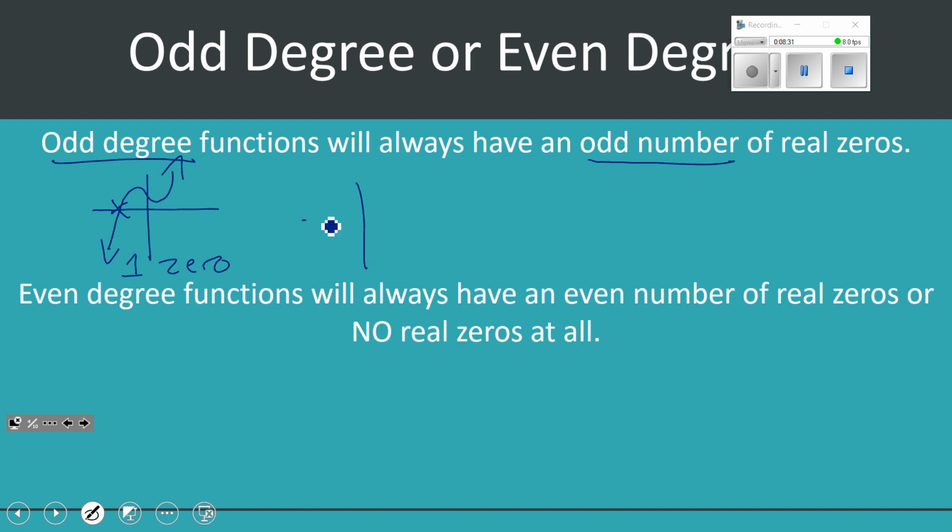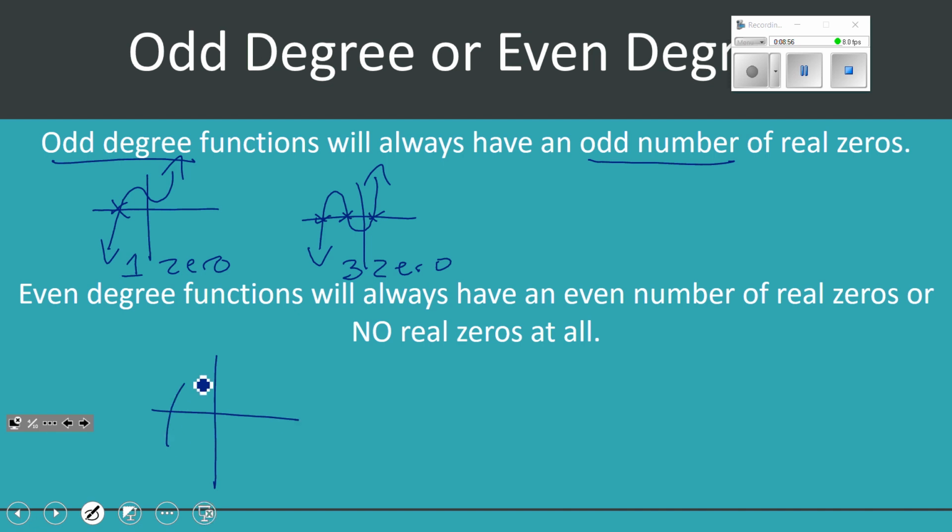It could look like this. 1, 2, 3, like so. How many zeros are there? 1, 2, 3. 3 zeros. It still, though, has an odd number of zeros. Does that make sense? Odd degree functions will have an odd number of zeros. Okay? Even degree, give me an example of an even degree function.